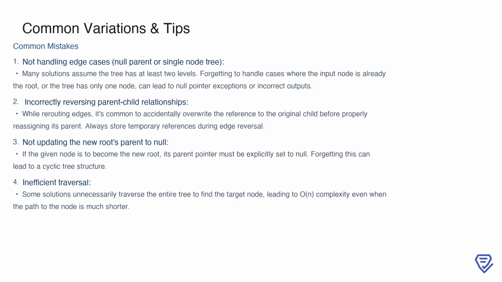Finally, inefficient traversal is another pitfall. Some solutions unnecessarily traverse the entire tree to locate the target node, which can result in O(n) complexity, even if the target is located much closer to the root. Optimizing the traversal can help avoid this inefficiency.